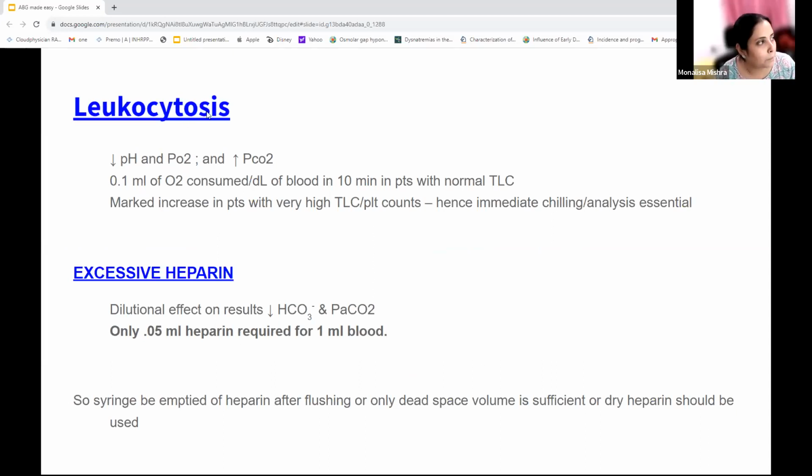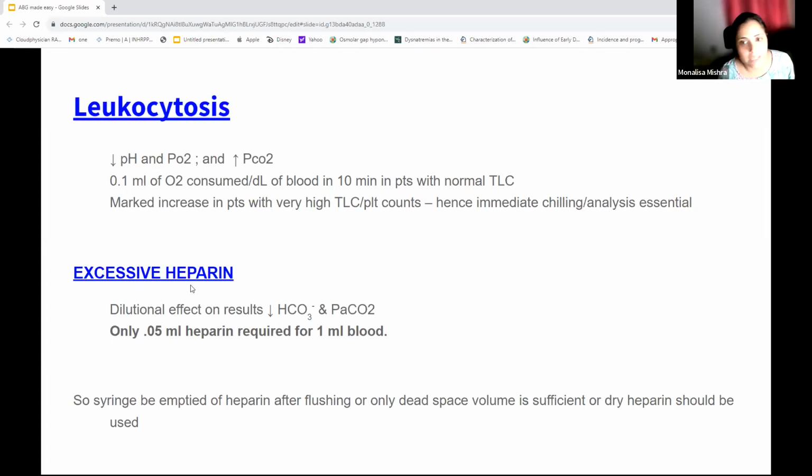If there is excess of WBCs, if the patient is having leukocytosis, then the pH decreases and PO2 also decreases and PCO2 increases. So for 0.1 ml of O2 consumed in the blood in 10 minutes in patients with normal TLC, there is a marked increase in patients with high TLC and platelet count, hence we require immediate chilling and analysis. So leukocytosis also causes decrease in pH and PO2 and increase in PCO2.